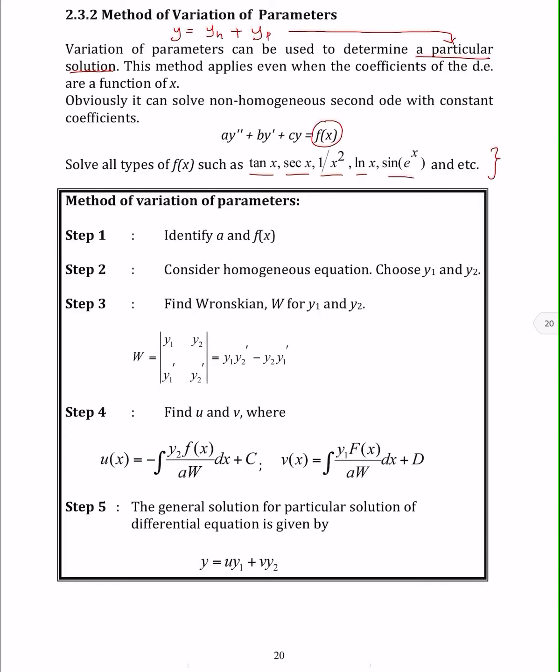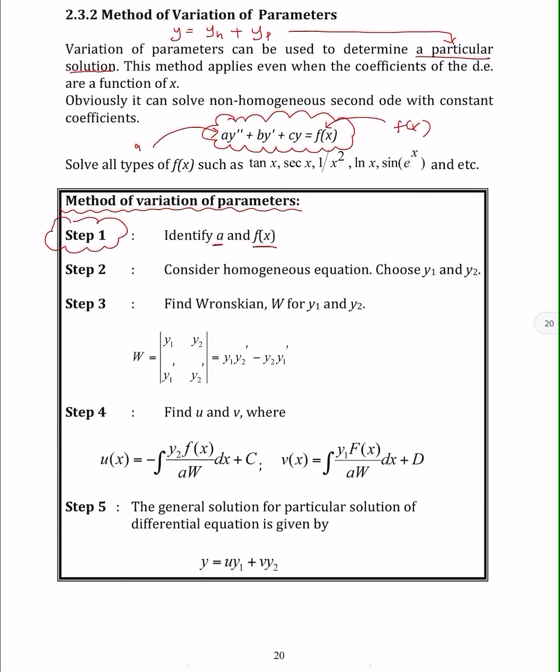So how do we solve it? Let's say this is our second order linear non-homogeneous equation. Step 1: we need to identify a and f(x). What is a? a is from here. And what is f(x)? This is our f(x). So first we need to identify a and f(x).